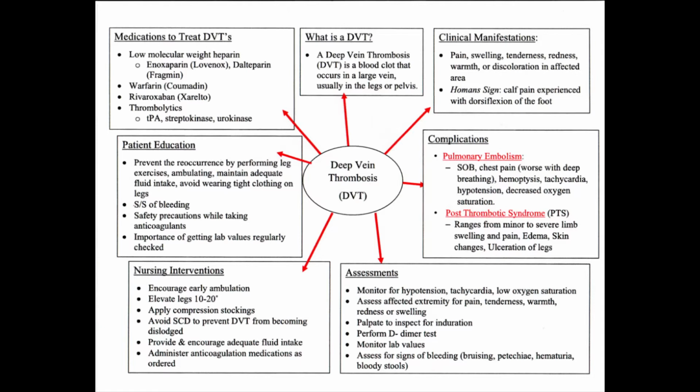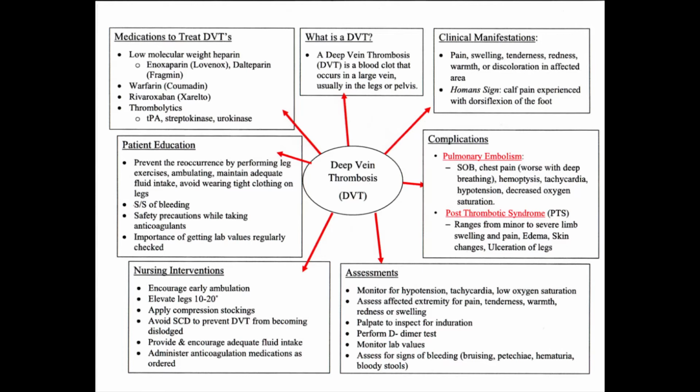One of the assessment tools you can use is a D-dimer test, which measures fibrin degradation products produced from a clot breakdown. It's really important to monitor the patient's lab values, especially the PT and INR, because those measure how much time it takes for the patient's blood to clot. If the blood clots too soon, then the patient is at a higher risk for a DVT. And if it takes too long for the blood to clot, then the patient has an increased risk of bleeding.